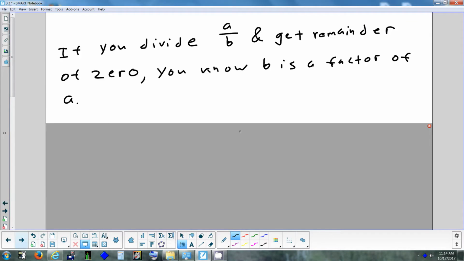So if you divide two things and get a remainder of 0, then B is a factor of A. Think of 20 divided by 4. You don't get a remainder when you do that, which means 4 is a factor of 20. What's the other factor? Well, if you do the arithmetic, 20 divided by 4, whatever you get, that's the other factor.